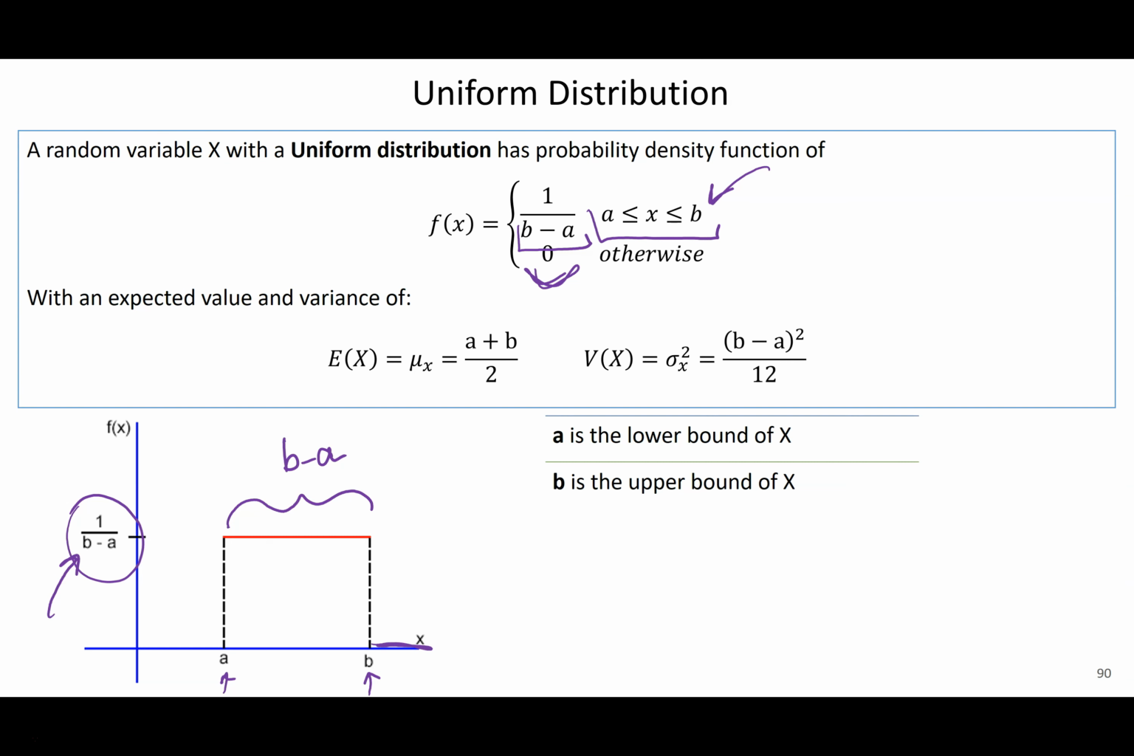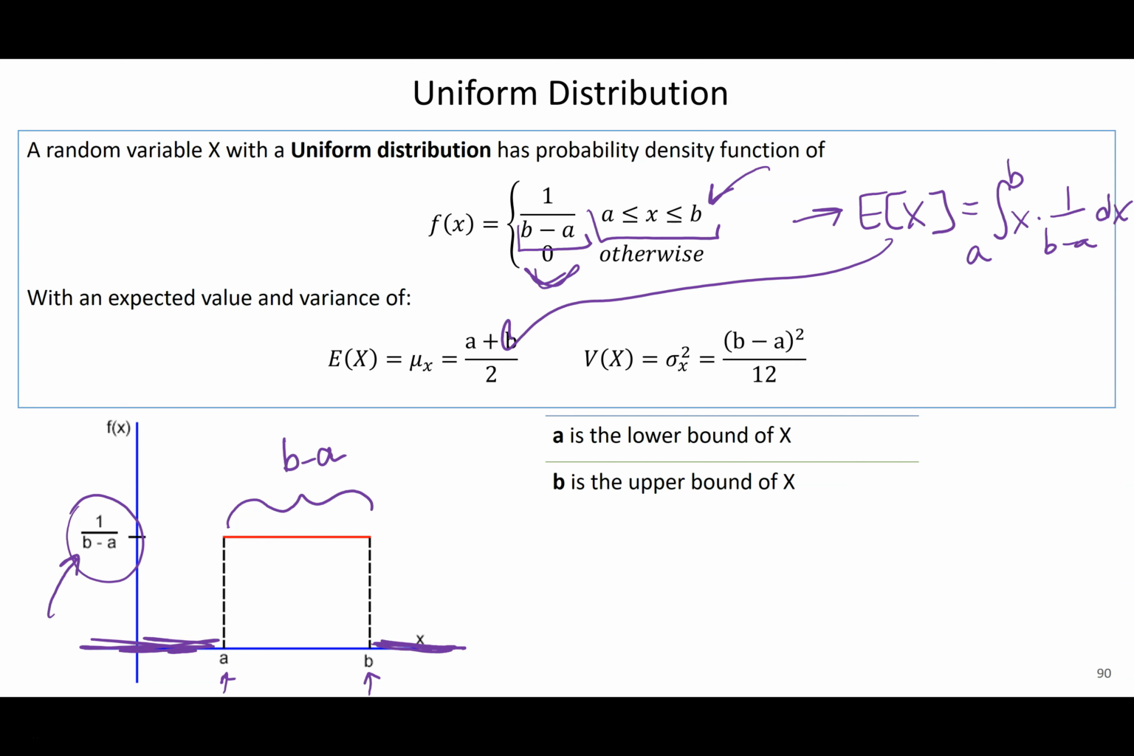So that means if you're higher than B, it's 0. If you're lower than A, it's 0. There's no area there. So the expected value and variance can be calculated the same way, where you say my expected value of x is the integral from A to B of x times 1 over B minus A dx. It does have a nice general form though.